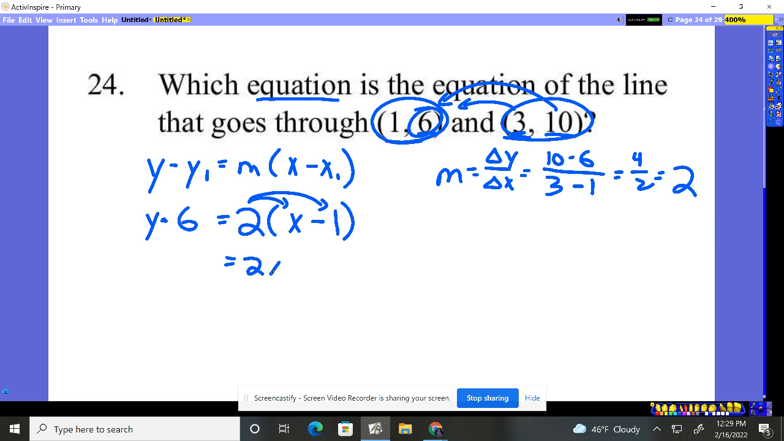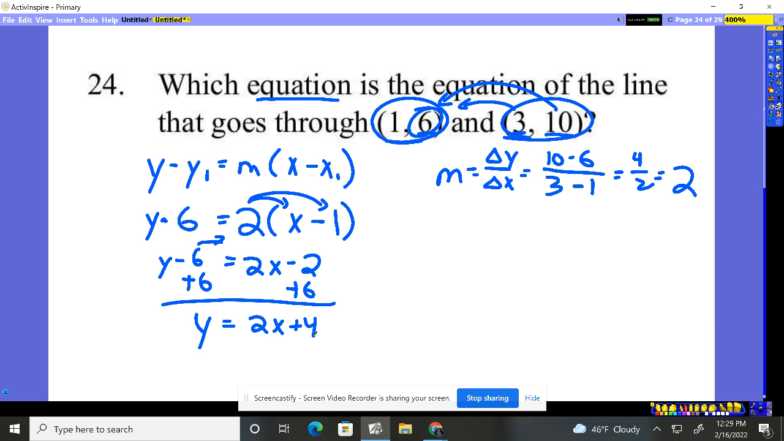So we're just cleaning it up a little bit. 2x, 2 times 1 is minus 2. And now simply we're going to move the 6 over to that side. So let's add 6 to both sides of the equation and get our answer. y is equal to 2x plus 4. That is the equation that goes through both of these points, guaranteed.